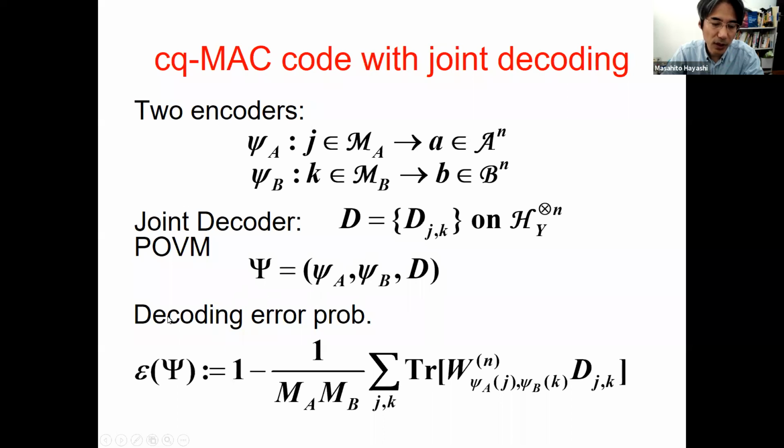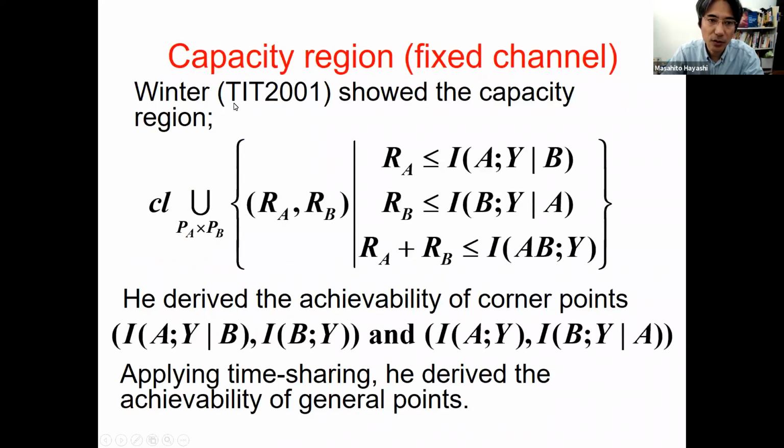In this case, we have a decoding error probability in this way. So this is our decoding error probability. This is the capacity region.